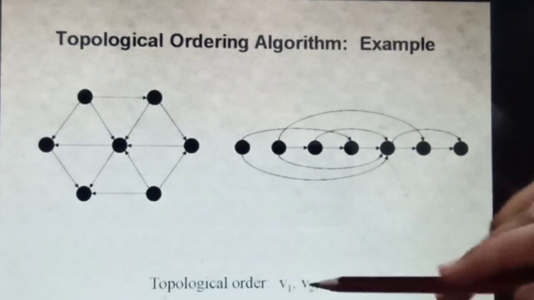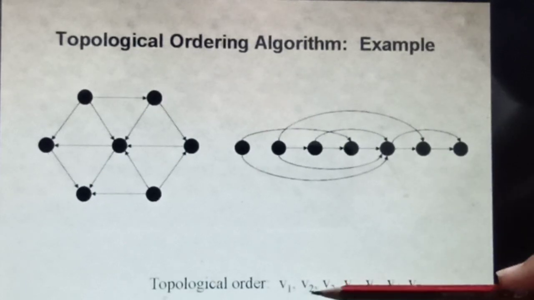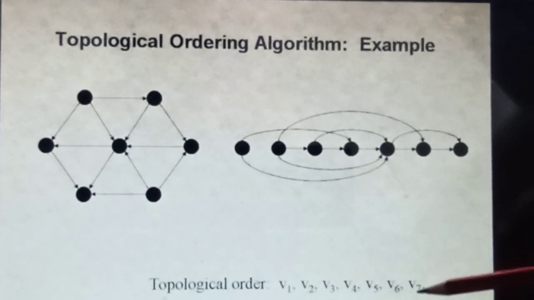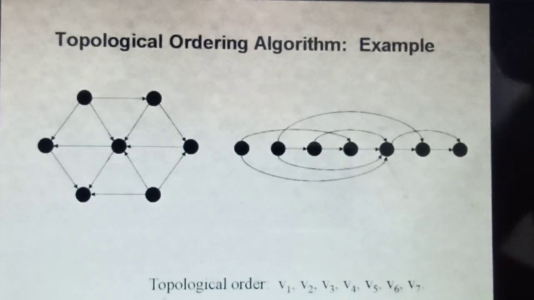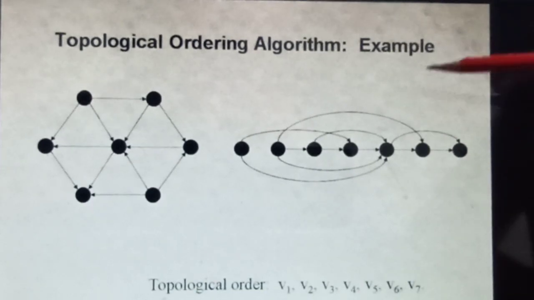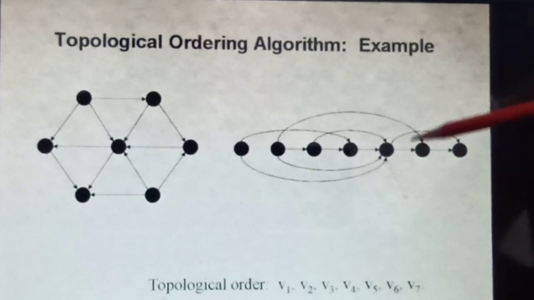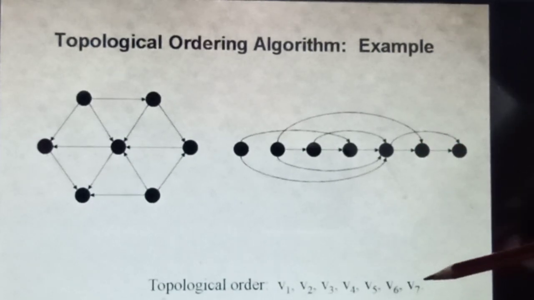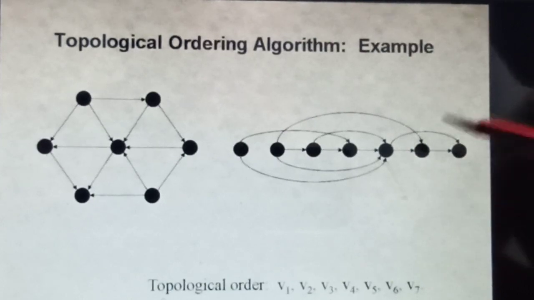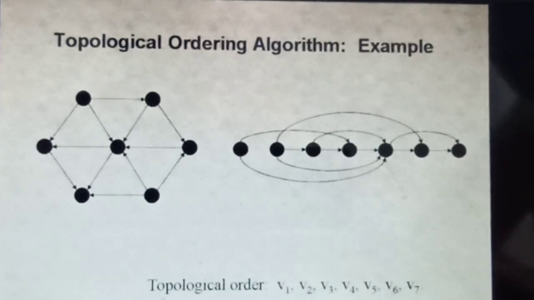So this is what our final sequence is: V1, V2, V3, V4, V5, V6, V7, and it will look this way here. So this is how the topological ordering algorithm implementation works. This is the output which we are expecting here. So in this way the topological ordering works.